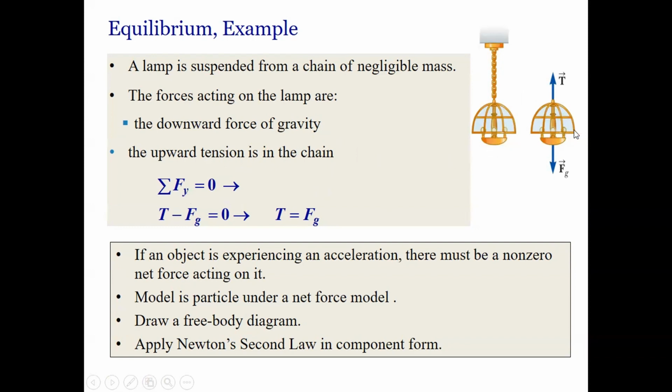Then we have only the y components of forces. So we balance this and say that the sum of all y components of the forces is equal to 0, which means that T, in the positive y direction, is taken as positive, and the force due to gravity, Fg, is negative because it is downward, in the decreasing values of y. So it is minus Fg, and it is equal to 0. Therefore, the tension is equal to the force of gravity.